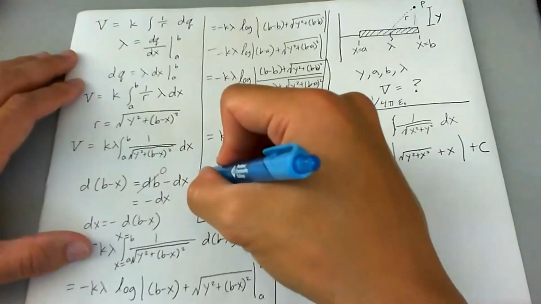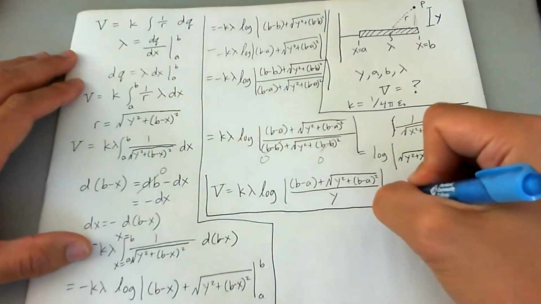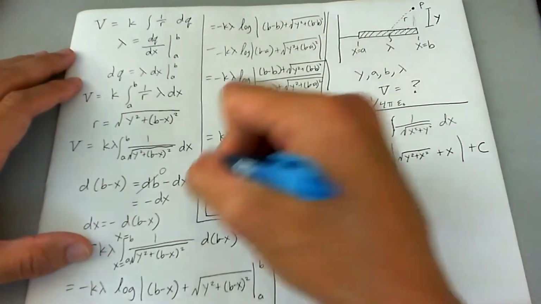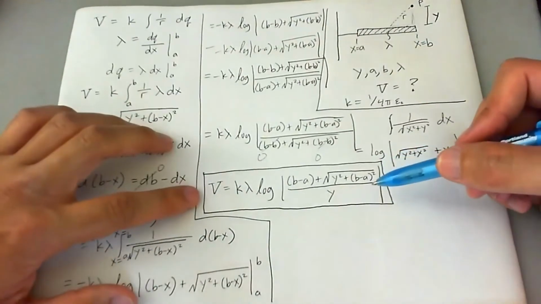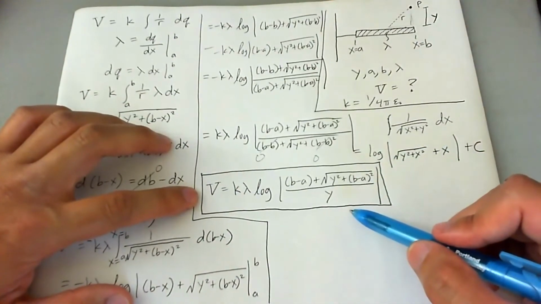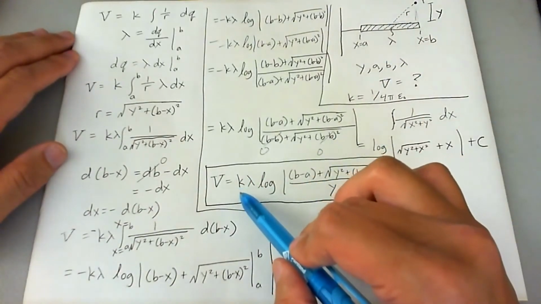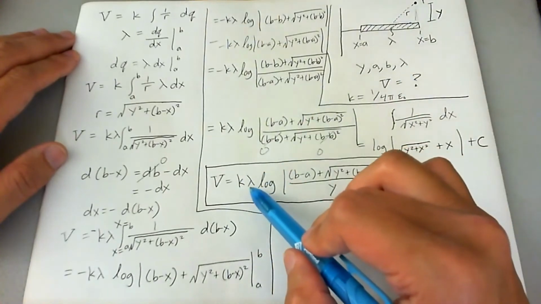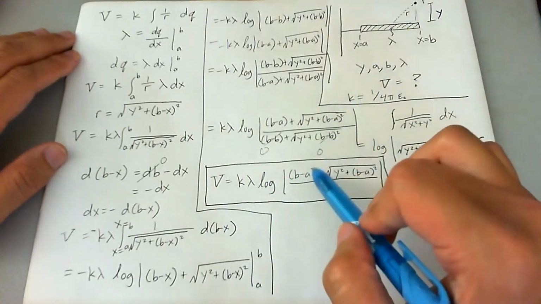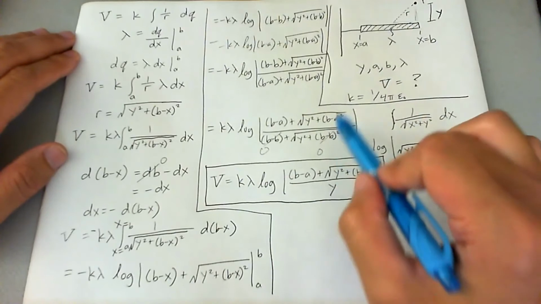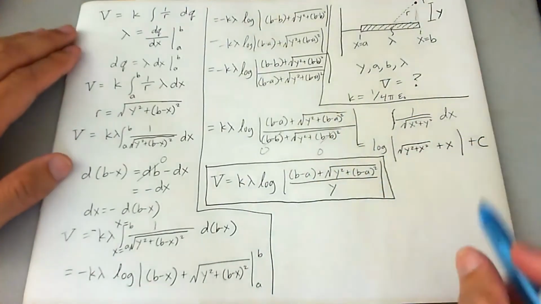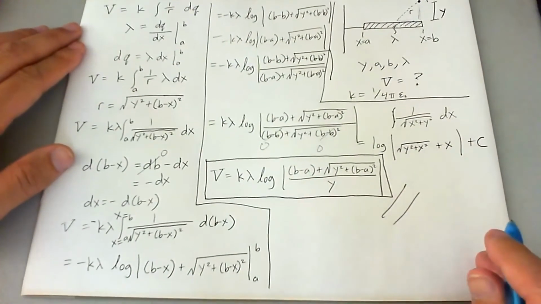And that is your answer. I'm going to go ahead and box it since it's a little messy everywhere else. Cool thing about this, we got it in terms of everything we needed to get it in terms of. So we have k, which we should already know is 1 over 4 pi epsilon naught. We have it in terms of lambda, b, a, and y. So this is the final answer.